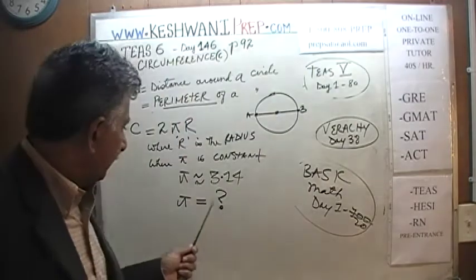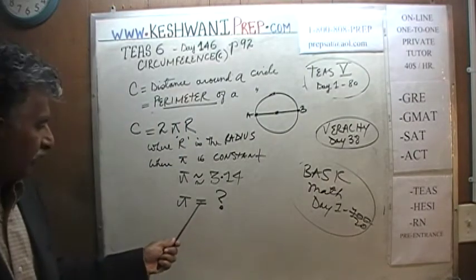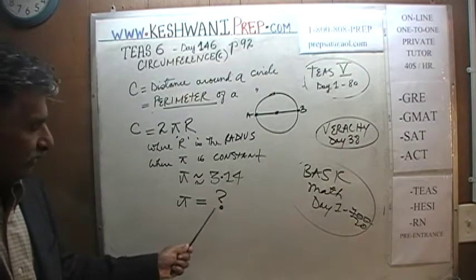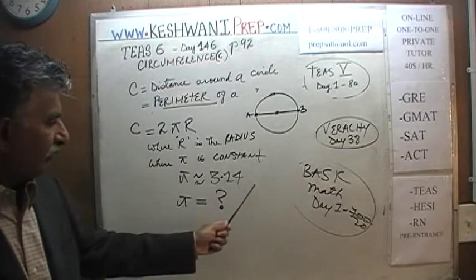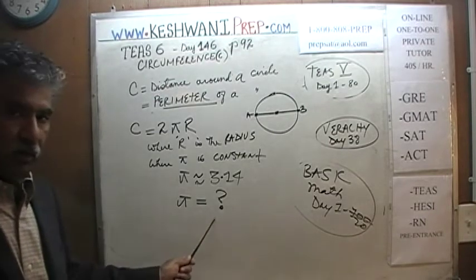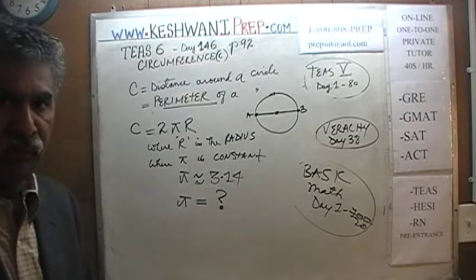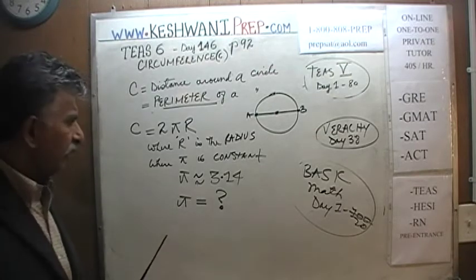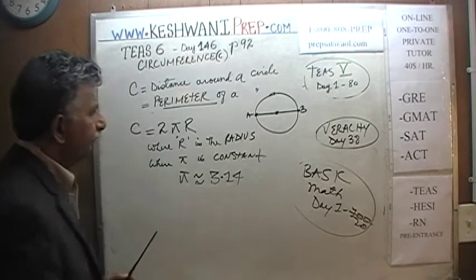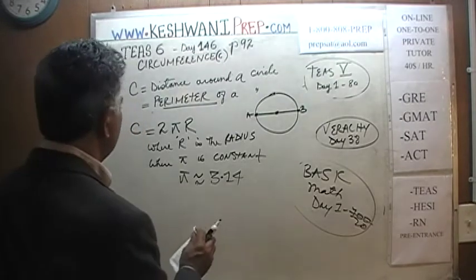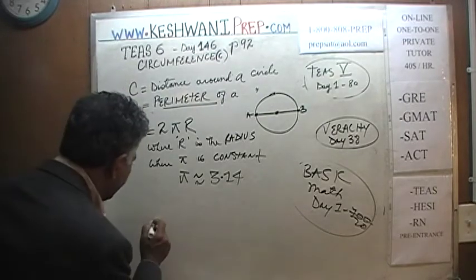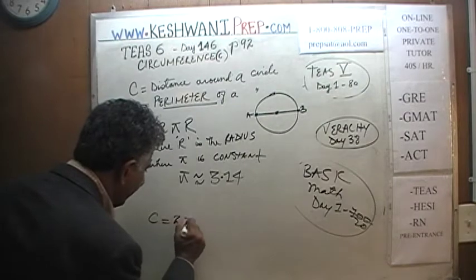Nobody knows. Irrational numbers never end, they continue forever, so it's 3.1416 and goes on forever. Nobody knows the exact value. You don't have to know the exact value, you don't even have to go to the third or fourth digit. 3.14 is good enough. There's no problem. Enough of the talk. So remember, circumference is equal to 2 times pi times r.